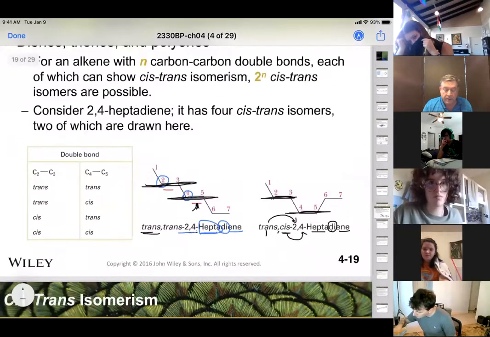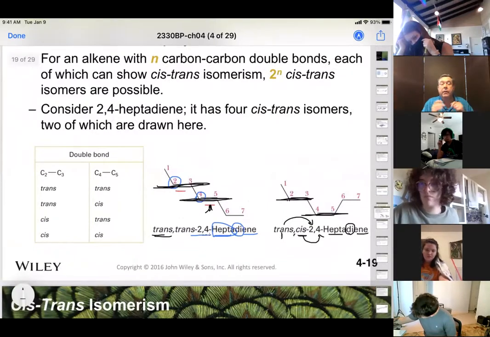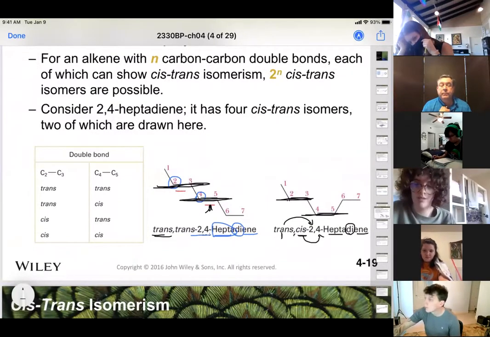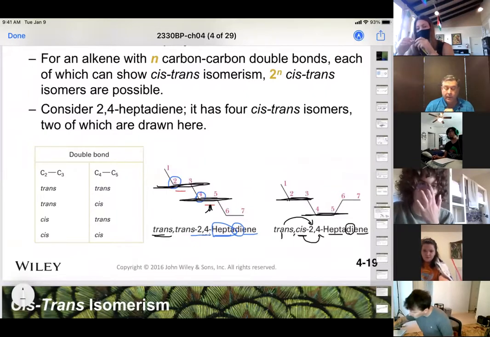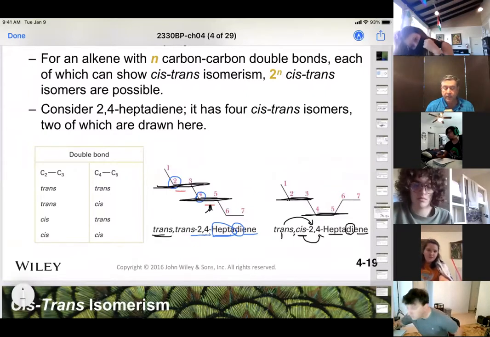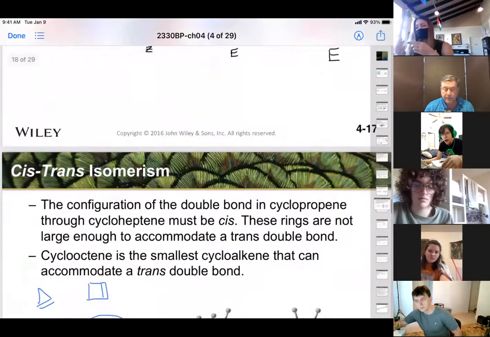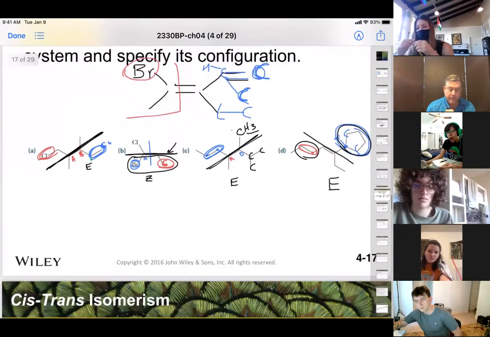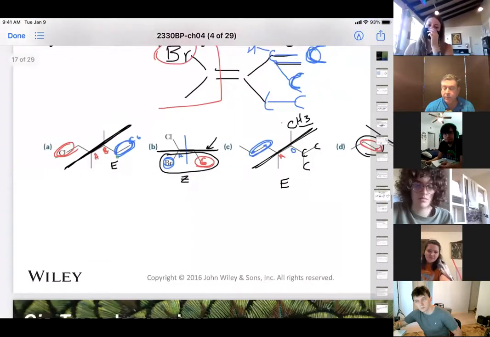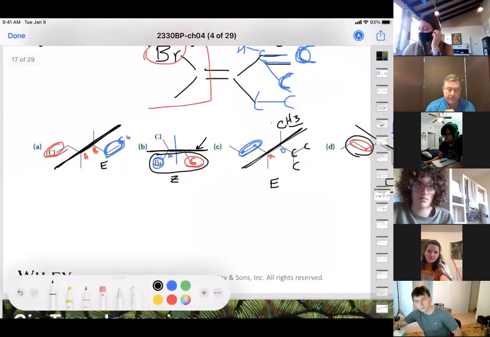Okay. Now, if you have E or Z, where does that fit into the name of it? Great point. So the cis trans come at the beginning of the name. When we name E and Z, it also comes at the beginning of the name. So let's go back and name one of these right here. That is a good point. I did not say that.